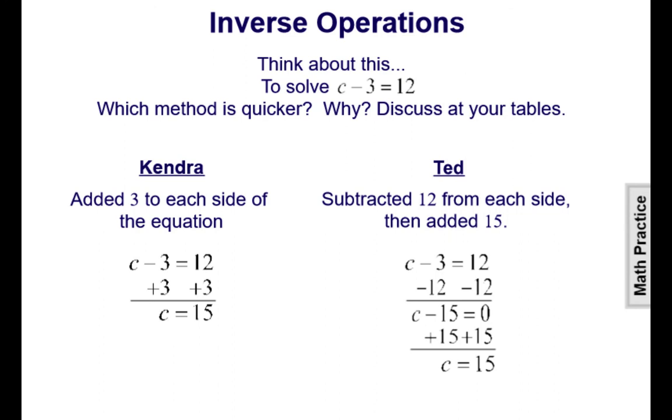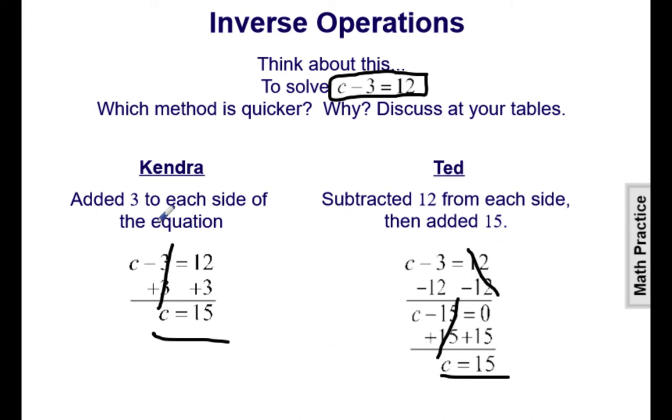Now we can take a look at how Kendra and Ted did that. So think about how to solve c minus 3 equals 12. So which method is quicker and why? Let's look at each method. Kendra added 3 to each side of the equation. So here we have adding 3, which cancels out with minus 3, and got c equals 15. Here Ted subtracted 12 from each side and then added 15 to each side. Both are arriving at c equals 15, but which would be quicker?